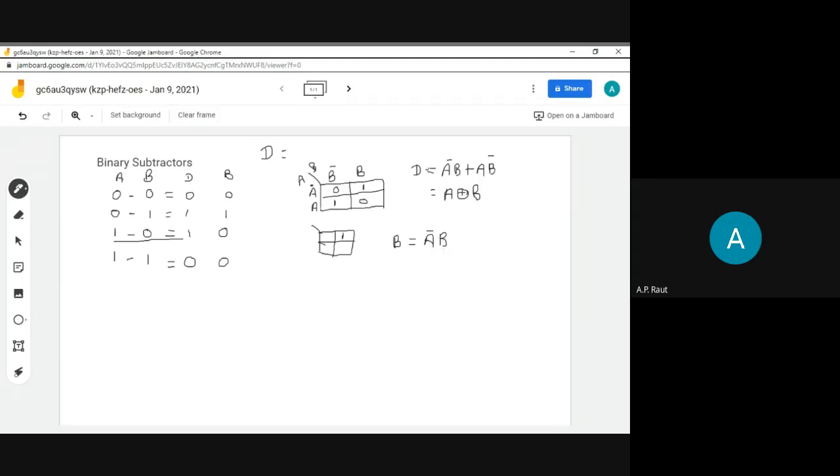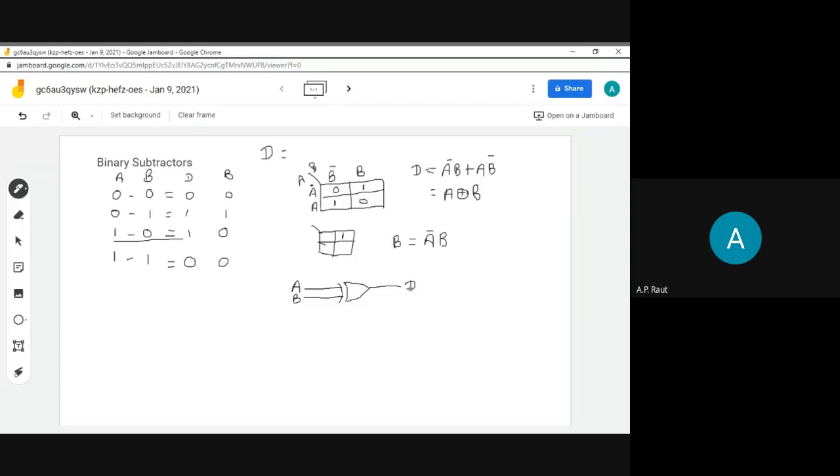And write directly the logic diagram for that. So there are two inputs. First one is A, second one is B. So for the difference, what is the equation? A XOR B. Write the XOR gate between A and B. So this is the difference.